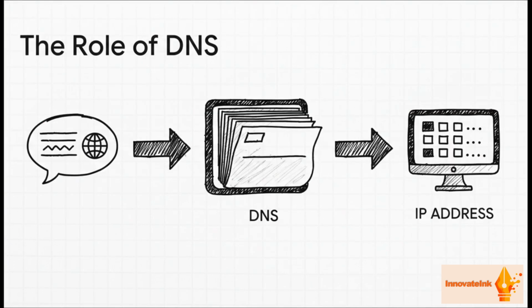But wait, there's a little problem. The internet doesn't run on names we can read. It runs on numbers. Computers need a very specific IP address to find anything. And that's where the domain name system, or DNS, comes in. You can think of it as the internet's giant phone book. Its entire job is to translate that human-friendly name into the numerical IP address the network actually needs.